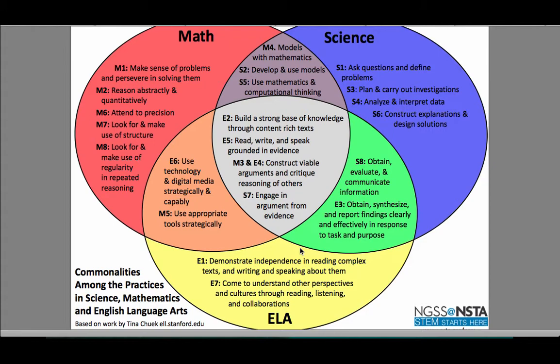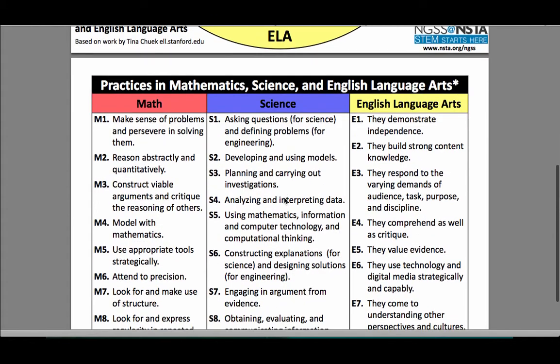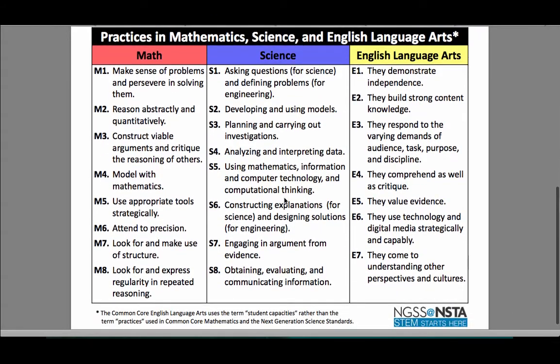Now that we have finished exploring Appendix L of the Next Generation Science Standards, the connections to the Common Core State Standards for Mathematics, we can take a step back and look at the Next Generation Science Standards Practices Venn diagram. In this PDF, we see the commonalities among the practices in science, mathematics, and English language arts. Take a moment to identify the similarities and differences between all three subject areas. This document also shows the practices in mathematics, science, and English language arts separated by subject area. Please take a moment to explore this document.